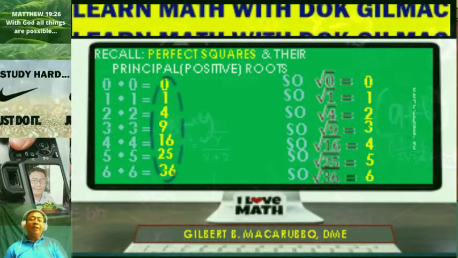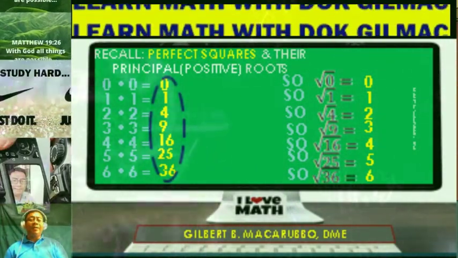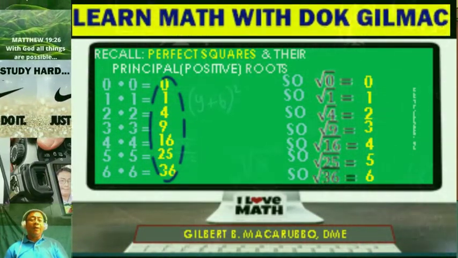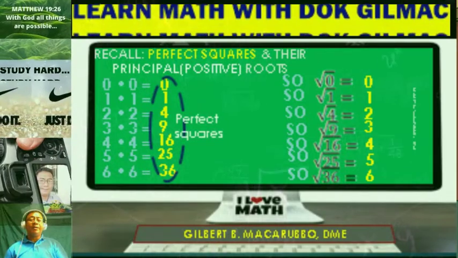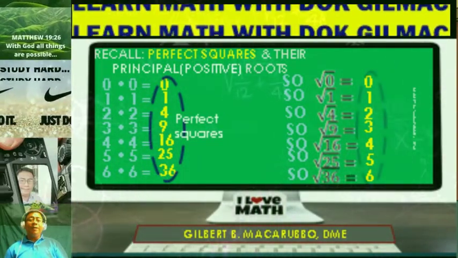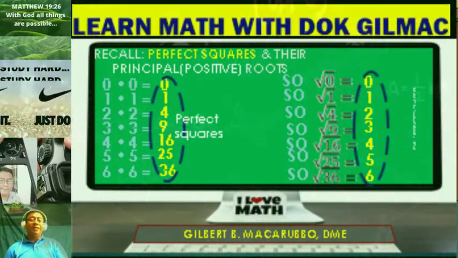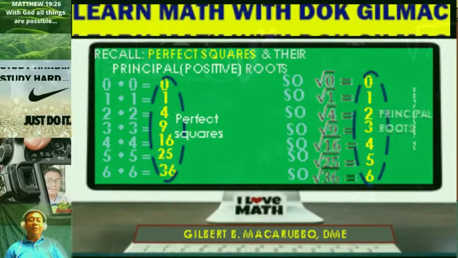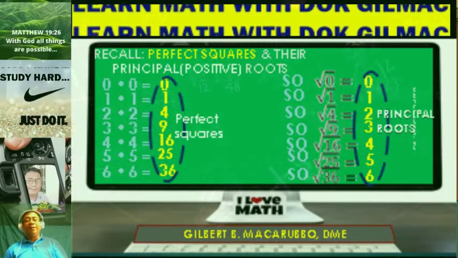So, from here, we have 0, 1, 4, 9, 16, 25, and 36. These are all what we call perfect squares, while 0, 1, 2, 3, 4, 5, 6 are all principal positive roots. So take note of that.